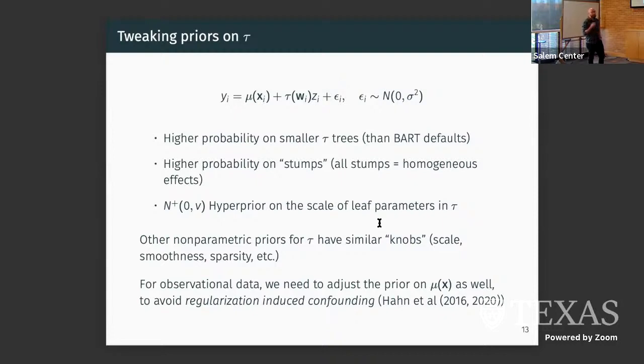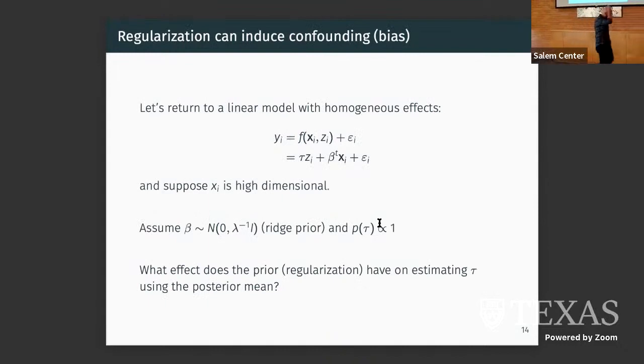Okay, so why do we need to adjust our priors when we have selection into treatment? The easiest way to think about what's going on is to actually go back to a linear model. Forget about all that nonlinear, non-parametric stuff for a second. And we're actually going to go back to the case where we're trying to estimate homogeneous treatment effects too.